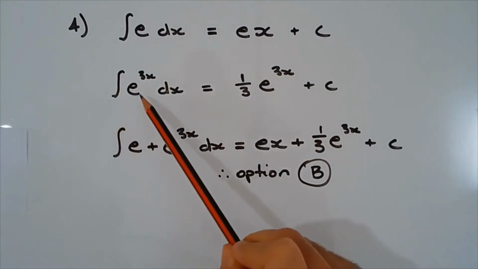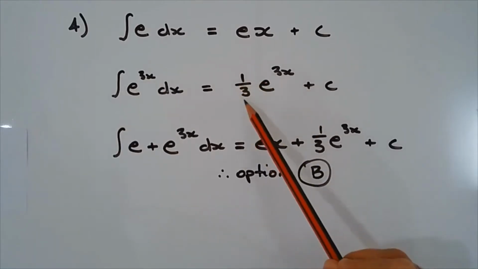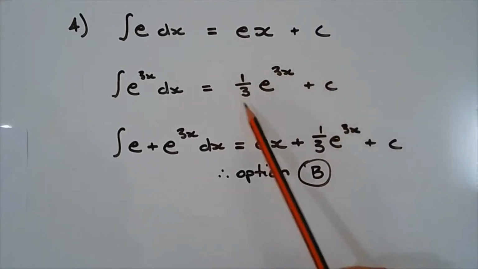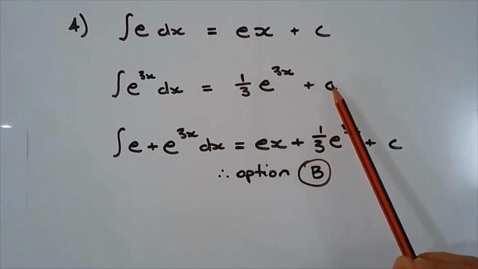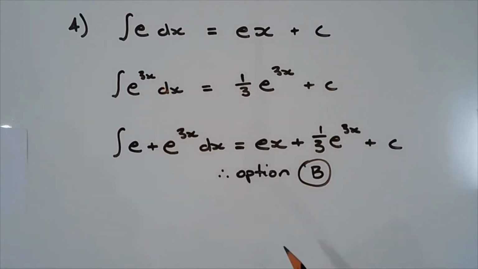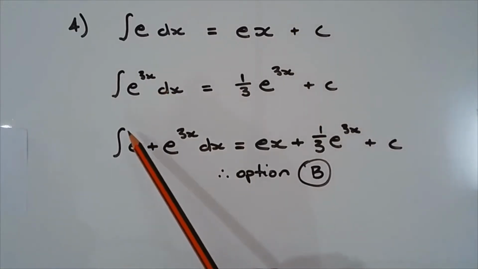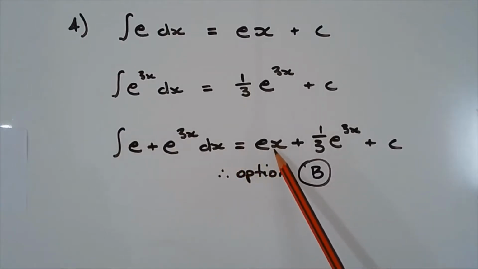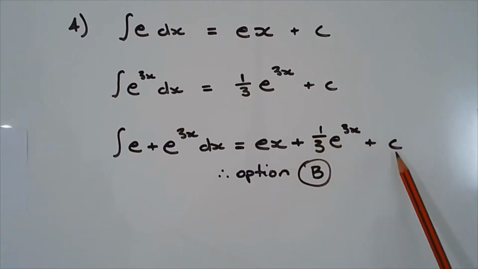The integral of e to the power of 3x is just e to the power of 3x divided by 3, or multiplied by 1/3, plus some constant c. We can check that result by differentiating the right-hand side, and the derivative of 1/3 multiplied by e to the power of 3x plus c is just e to the power of 3x. So combining these two results, the integral of e plus e to the power of 3x with respect to x is ex plus 1/3 multiplied by e to the power of 3x plus some constant c. So therefore, the answer is option B.